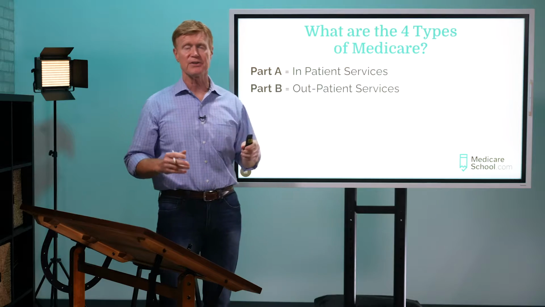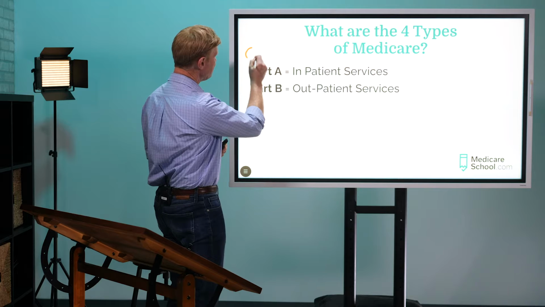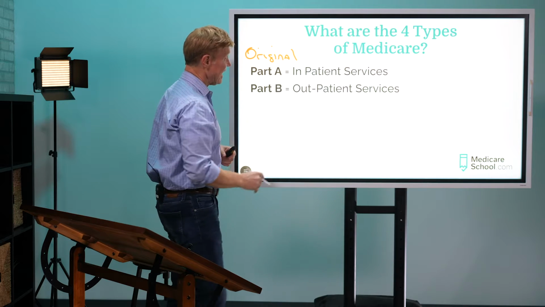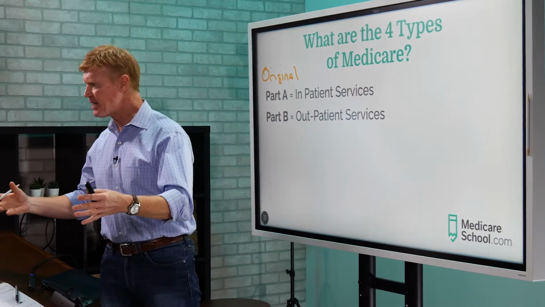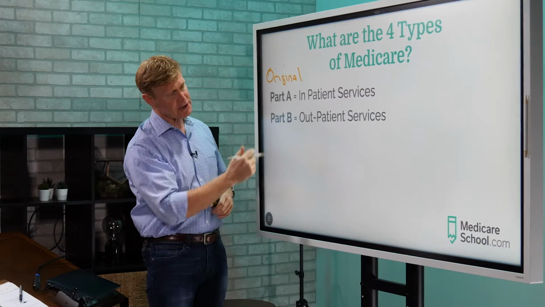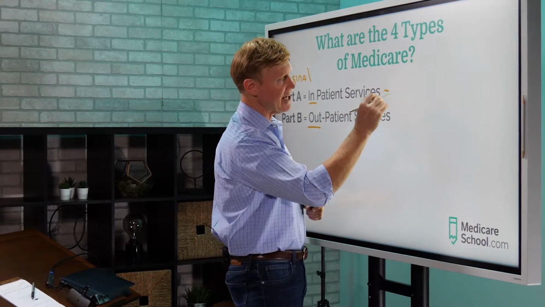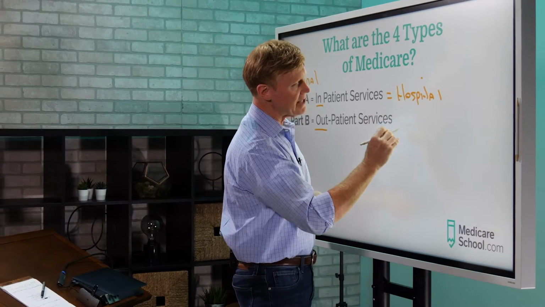Number 1, we begin with Parts A and B. So this would be 2 of the 4. We call Parts A and B Original Medicare. Right? And it's broken up into these 2 parts. Part A is pretty much everything inpatient type services. Part B, pretty much everything outpatient. So that's going to be the difference. Now, on the Medicare card, Part A is actually called hospital, and Part B is called medical.